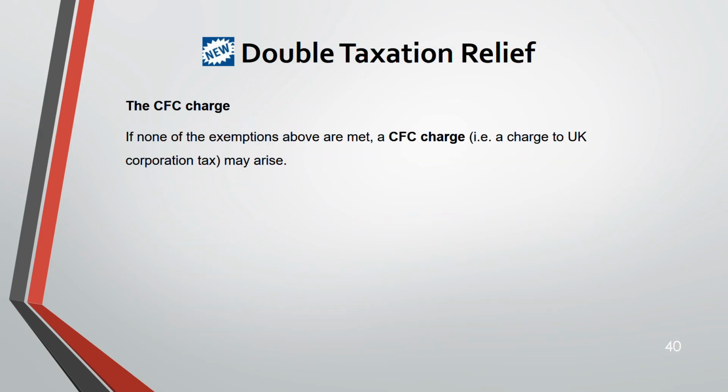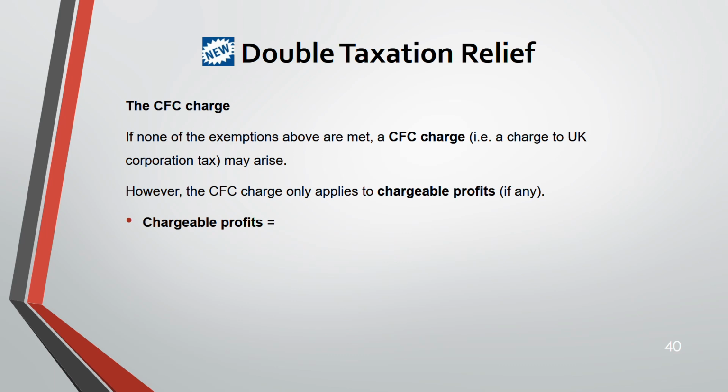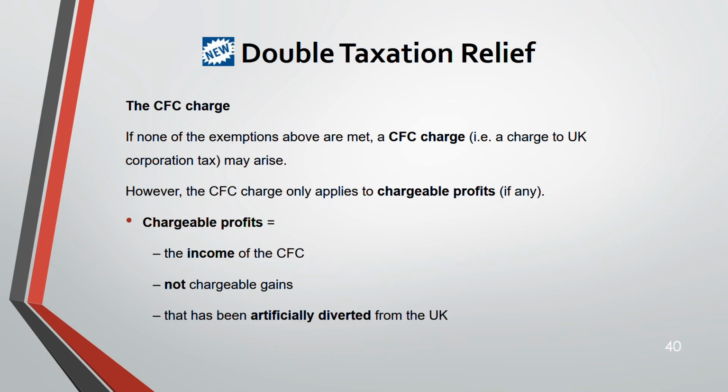Now the CFC charge. How do you calculate the CFC charge? If none of the exemptions above are met, then the CFC charge will apply, a charge to UK corporation tax. However, the CFC charge only applies to chargeable profit, if any. Chargeable profit is this: get the income of the CFC, not the gains. Only the income, not the chargeable gains, that has been artificially diverted from the UK. That means your income has to be diverted from the UK. That is your chargeable profit. On that, the CFC will be charged.